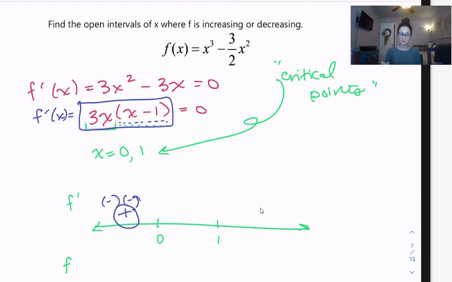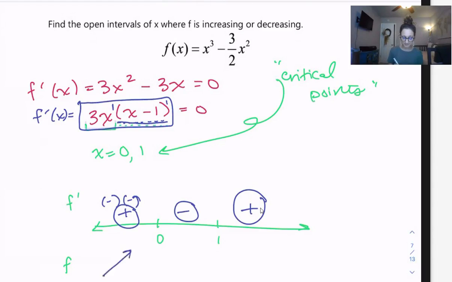Okay, then I can go with multiplicities. So 0 came from this factor, has an understood power of 1, which is odd. So I'm going to switch to negative there. And then 1 came from this factor, also has a multiplicity of 1, which is also odd. So I'm going to switch signs again. So this should go positive, negative, positive for f prime. Again, if you're not sure where those are coming from, please watch that video, that recap of a pre-calc concept there.